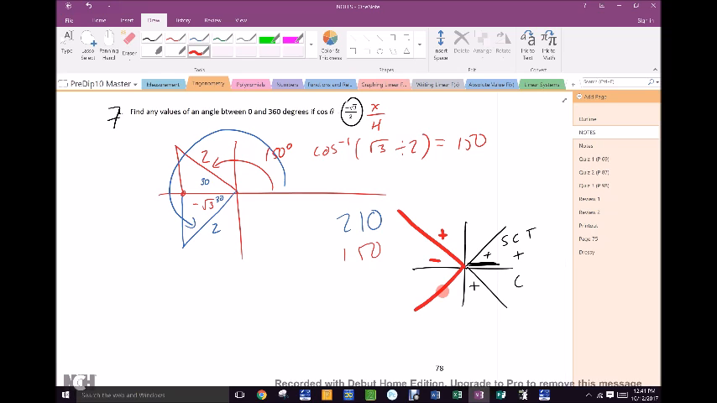Now, we had to be aware that since our calculator gave us the 150, this part of it was 30, which must mean this part is 30, which must mean that is the 210. Good? Does everybody feel good?